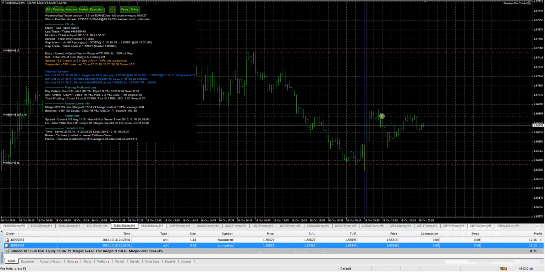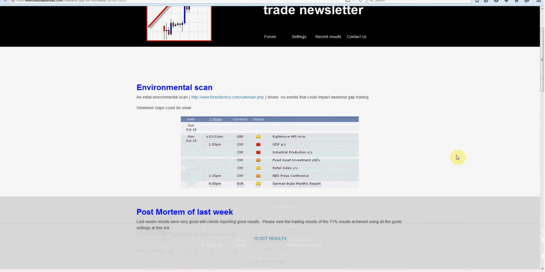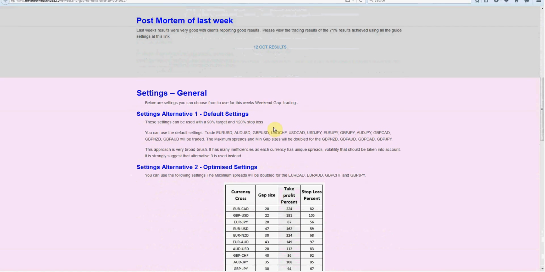I can also show you guys, I don't think I've showed you this yet, so I'll do that since it's my final update here. This is what they send us every weekend. I can't remember if he sends these out on Friday or Saturday, but we get these about a day before our trading. And as you can see here, the 19th of October weekend gap trade newsletter. If you scroll down, it shows you what news releases are going to come out that might affect our trading. It talks about the previous week's trading, and it talks about settings. We'll take a look at this here in a moment.